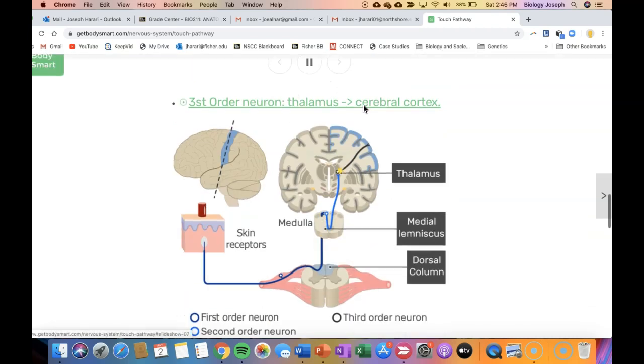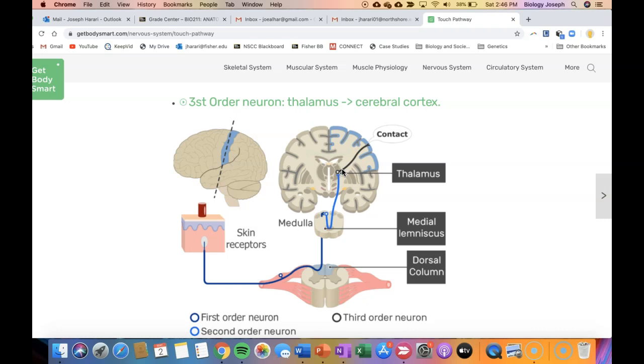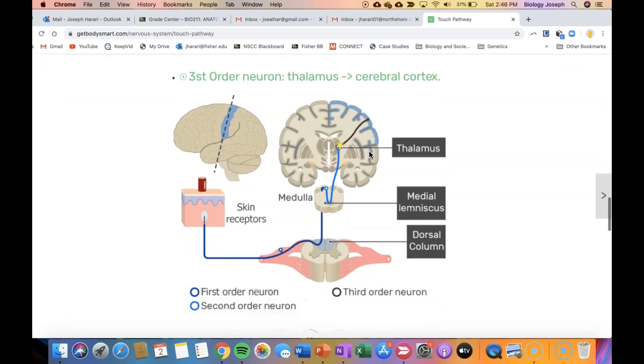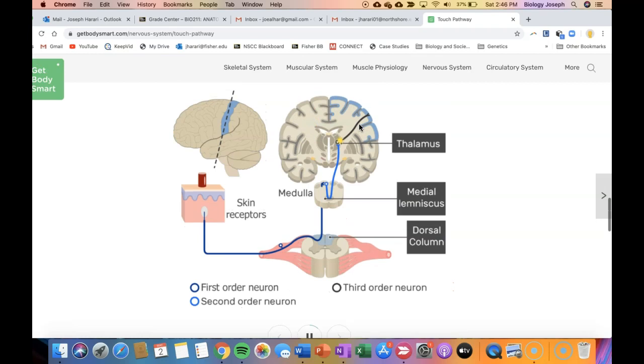So finally, we need our third order neuron to go from the thalamus to the somatosensory cortex so we can perceive the contact. So that's the three-step process. The first order neuron goes from sensory receptor all the way to the brainstem. The second order neuron goes from brainstem to thalamus. The third order neuron goes from thalamus to cerebral cortex. So I'd like you to know that general three-step pathway.